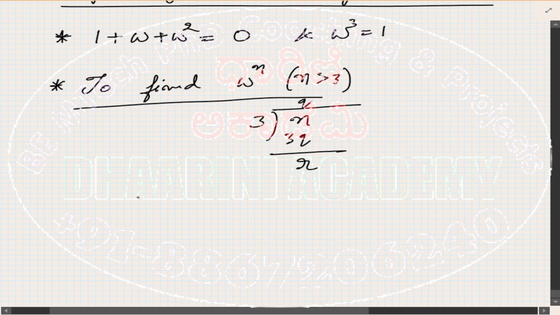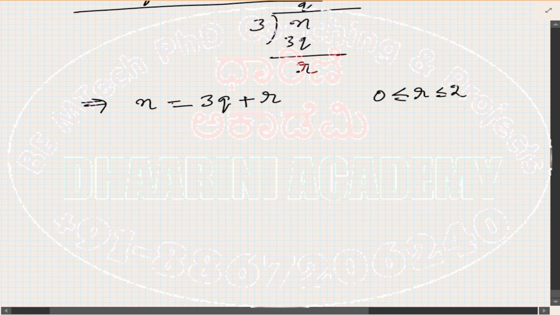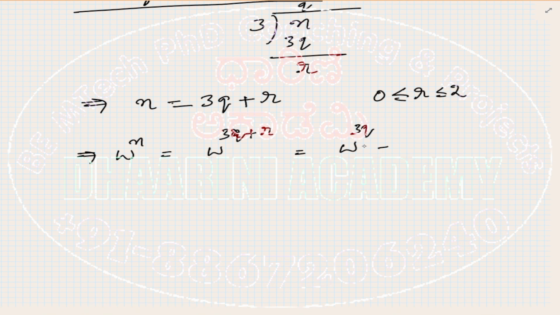This means I'm able to write the given number n as n is equal to 3q plus r. Always this remainder will be between 0 and 2, 0 less than or equal to r less than or equal to 2, because you are dividing by 3, and the remainder is always less than or equal to 2. Now this implies if you want to find omega to the power n, this is nothing but omega to the power 3q plus r. This is equal to omega 3q multiplied by omega r.